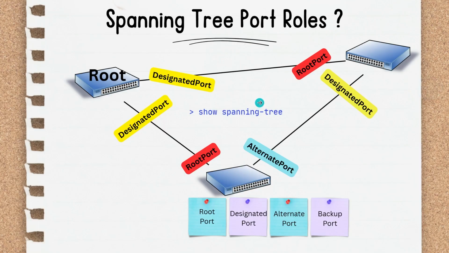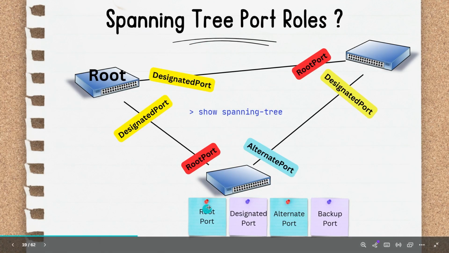So these are all port roles. Basically, if you just want to see the status of spanning tree, you can go on any layer 3 device, any layer 3 switch, and say show spanning tree. It will list the ports and port roles and all that stuff. So there are port roles like root port. First is the root port.